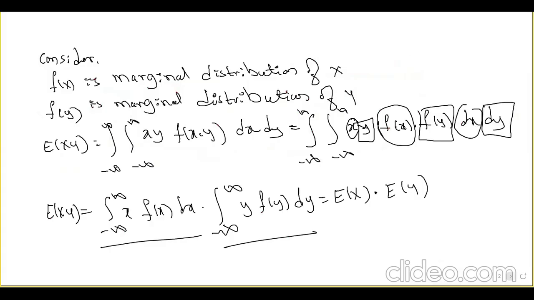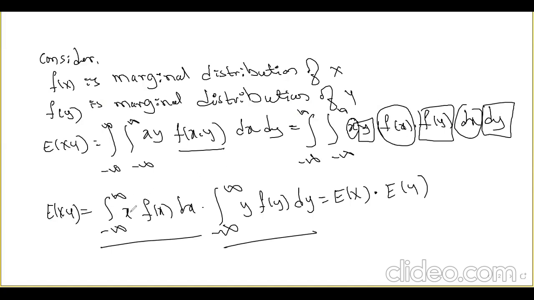So next here, consider f of x is a marginal distribution of x and f of y is a marginal distribution of y. Then expected value of xy, double integration xy f of xy dx dy, same as double integration xy f of x into f of y. Why? Because this is independent. Where we are saying x and y are independent, so we can split like this, right? So we can split f of xy equal to f of x into f of y dx dy.